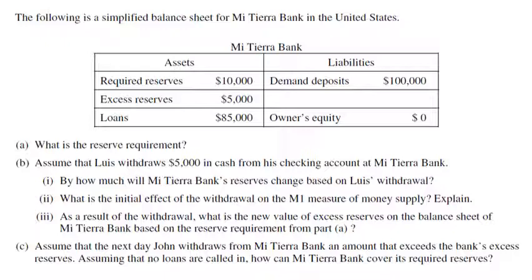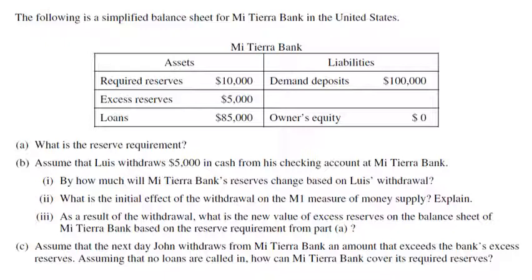What's the initial effect of the withdrawal on the M1 measure of money supply? So again, it's asking what the impact is on the most highly liquid types of money. So go through your head what is in the M1 category and what is in the M2 category. Look back at the scenario. He withdraws $5,000 in cash.